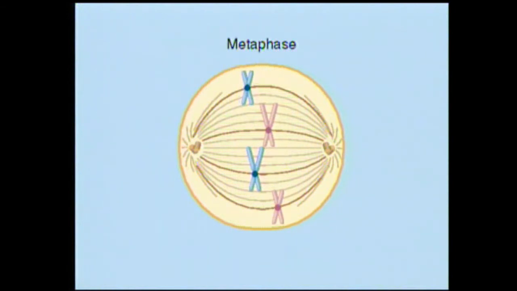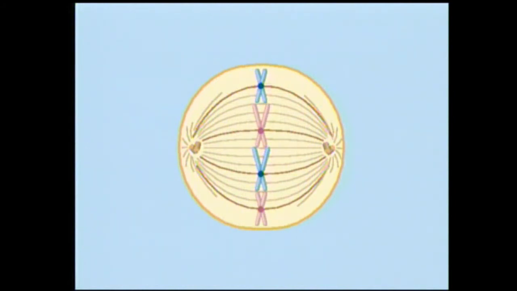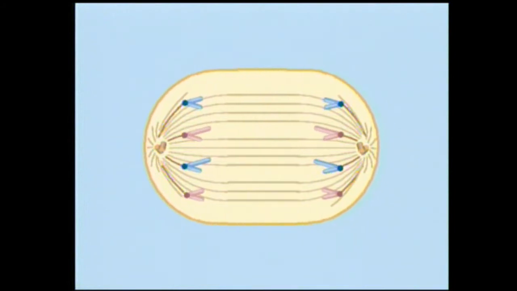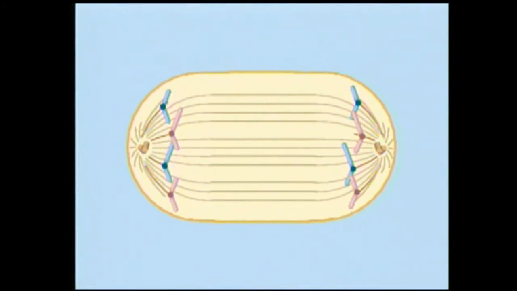The second phase of mitosis is metaphase. The chromosomes line up on a plane in the center of the mitotic spindle. The third phase of mitosis is anaphase. The centromere of each chromosome divides. The sister chromatids separate and are pulled toward opposite ends of the cell by the spindle fibers.